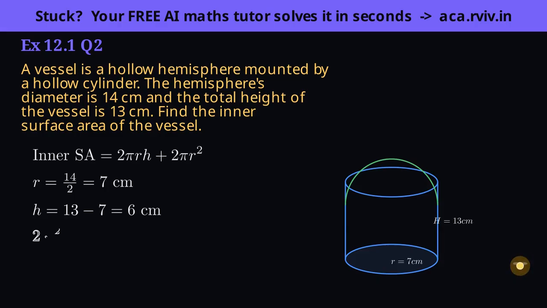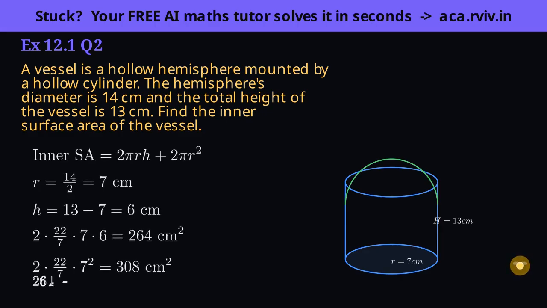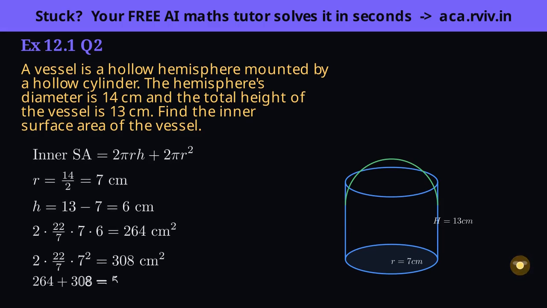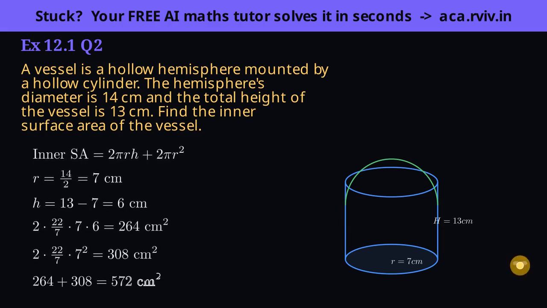Compute the cylinder wall, 2 pi r h, with pi as 22/7, and notice the 7 cancels the 7 neatly, giving 264. Now the hemispherical ball, 2 pi r squared, again the 7 cancels, leaving 308 square centimeters. Add the wall and the ball for the total inner surface, 572 square centimeters.